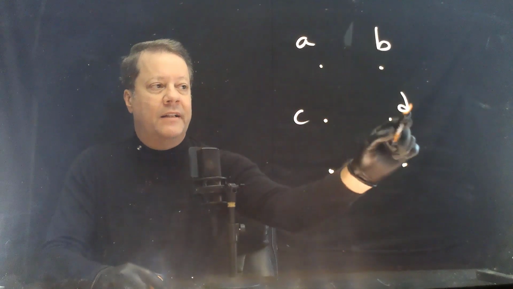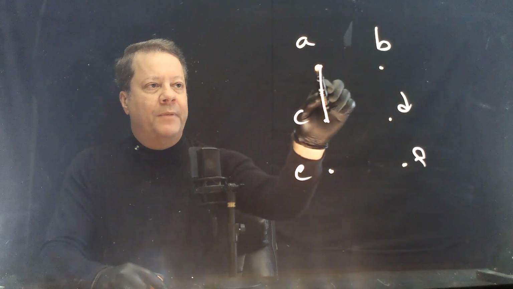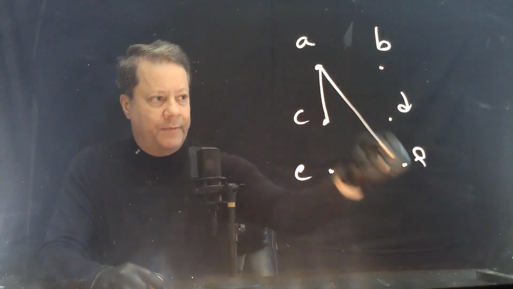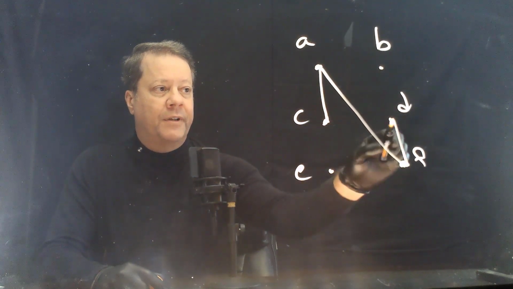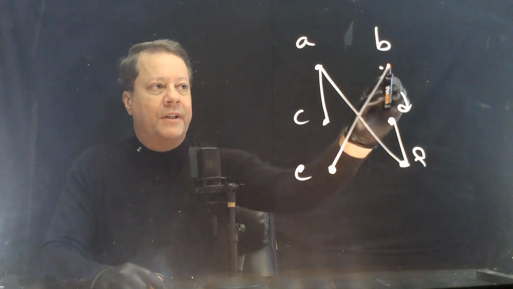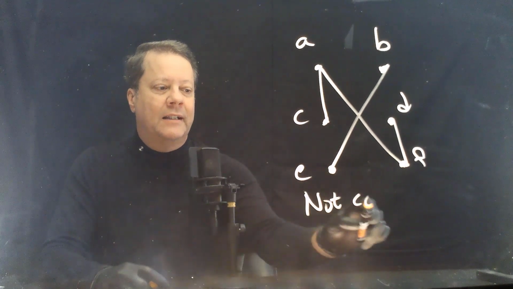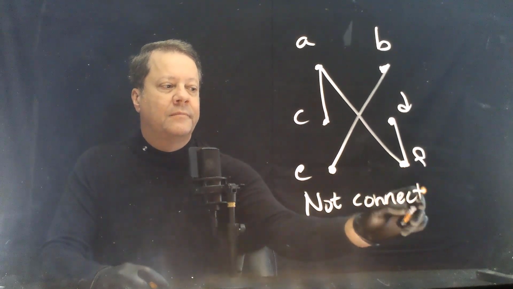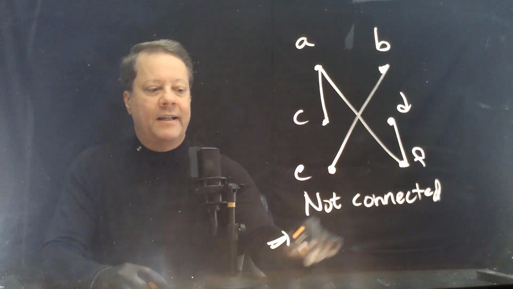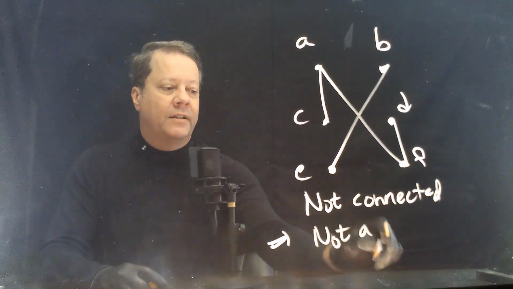Let me give you another example of something that's not a tree. Again, A, B, C, D, E, and F. We're going to connect things up from here to here, from here to here, and from here to here, and also from here to here. Notice that if we move this point B over here, you can see that this is not connected, and that implies then it is not a tree.